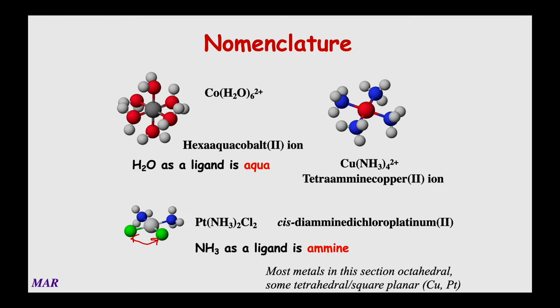All right. Now, most of the metals in this section are octahedral, but there are some tetrahedral, some square planar, all over the place. So again, with crystal field theory, which we're not going to talk about in this class, unfortunately, you can do more predicting if it's tetrahedral or square planar, but for right now, we'll just go for it as is.